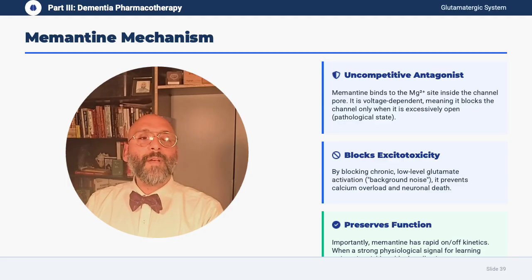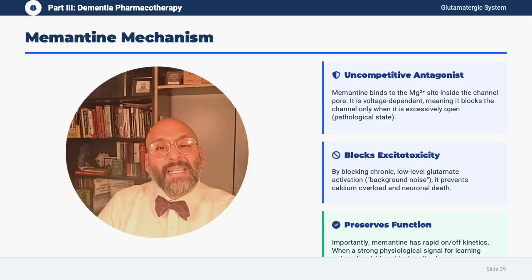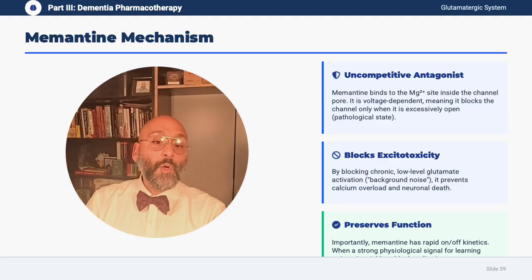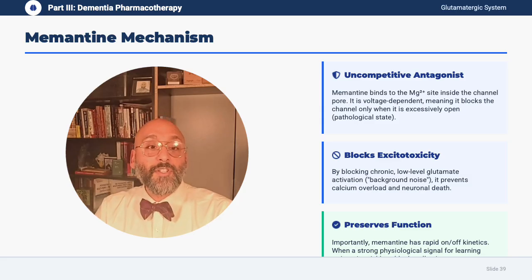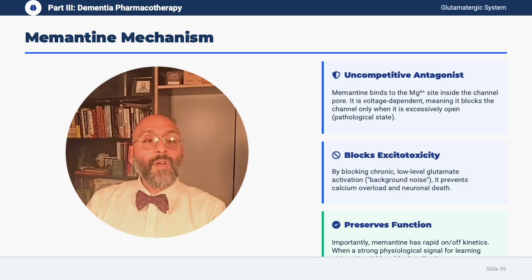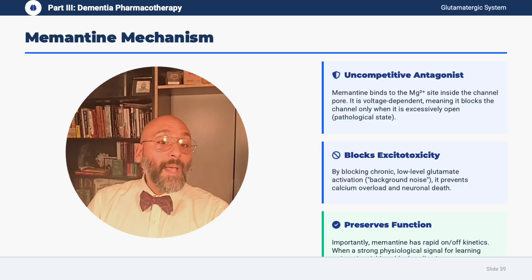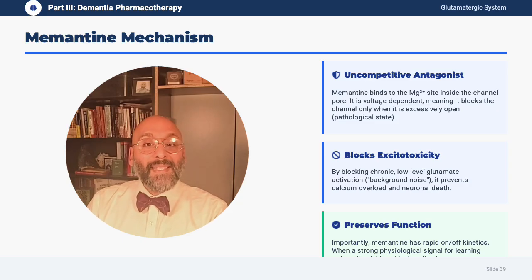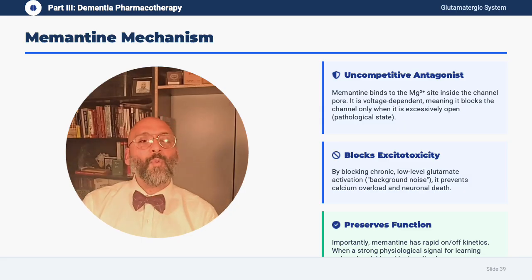All right, let's talk about memantine because this works on a completely different neurotransmitter system than the cholinesterase inhibitors that we just covered. So instead of acetylcholine, this drug is targeting the glutamatergic system and specifically the NMDA receptor. Memantine is an uncompetitive NMDA receptor antagonist, and it binds inside the channel pore at the magnesium site and does so in this voltage-dependent way.